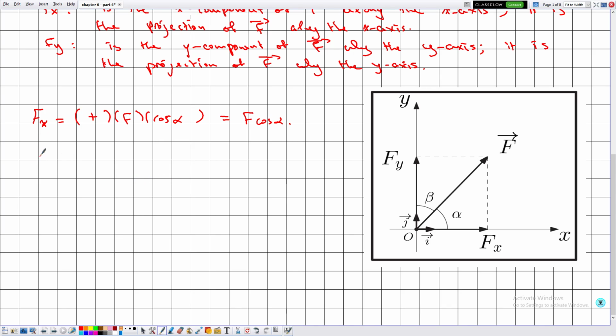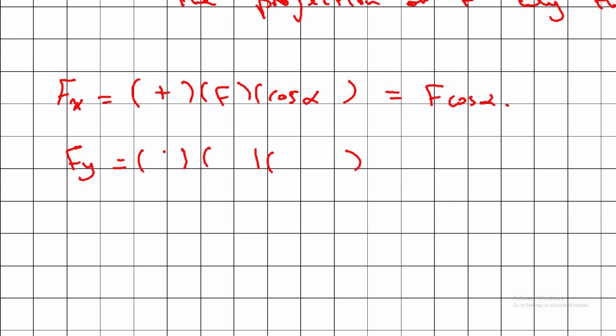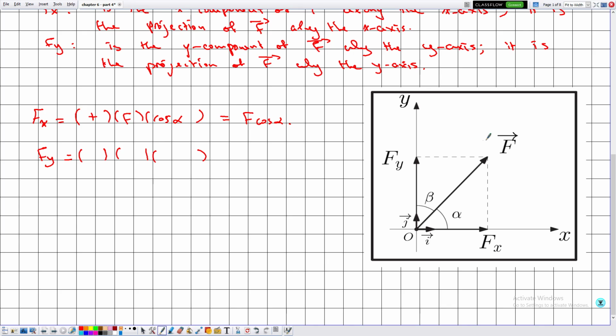Now if we need to determine the projection of the force on the y-axis, then we have to place the three factors. So the first one corresponds to either plus or minus, depending on whether the force F is pointing in the same direction or in an opposite direction to the y-axis.